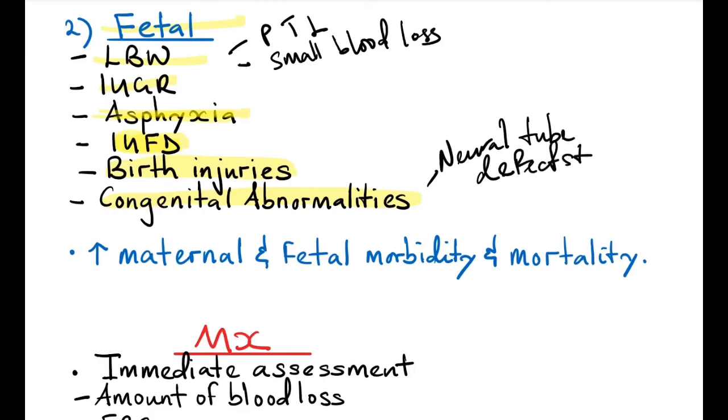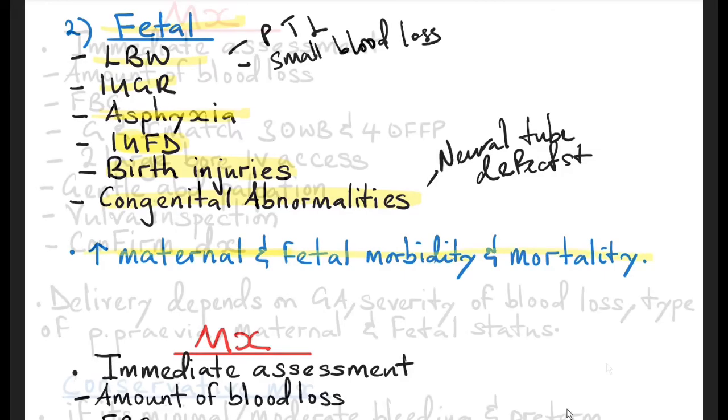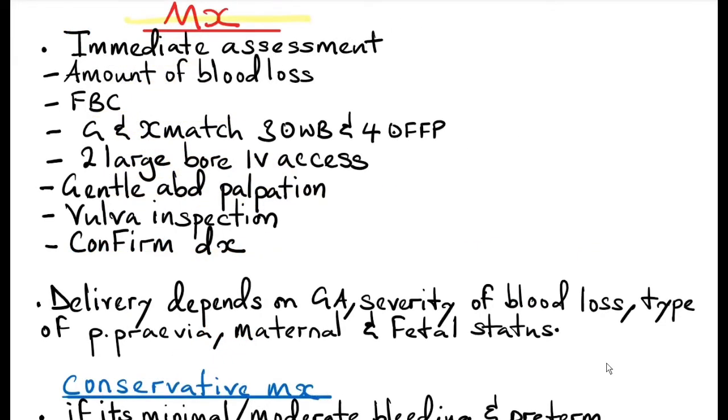So placenta previa overall causes increased maternal and fetal morbidity and mortality. Management of placenta previa. A patient comes to you with vaginal bleeding and you're suspecting placenta previa. Do an immediate assessment. Approximate the amount of blood loss. Check if the patient is in shock. You check the blood pressure, the pulse, check if they are pale or not, the capillary refill time. Do an urgent full blood count. Group and cross-match 3 units of whole blood and 4 units of fresh frozen plasma.